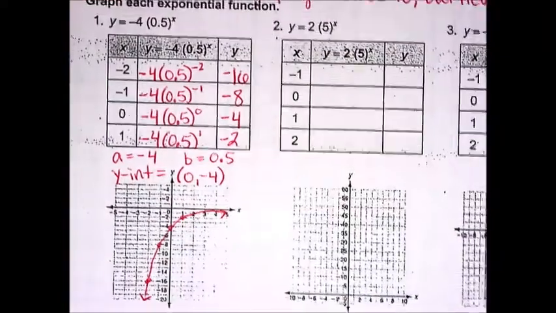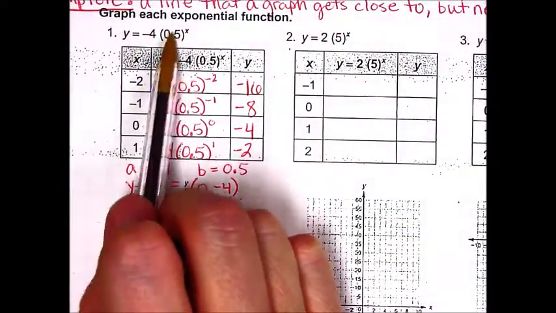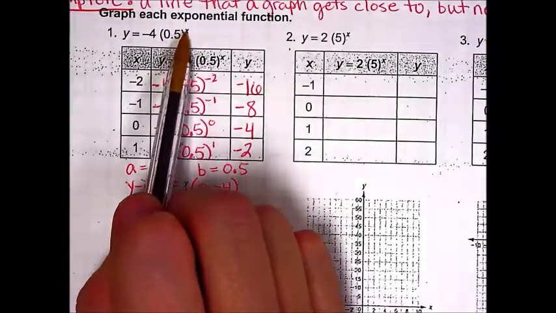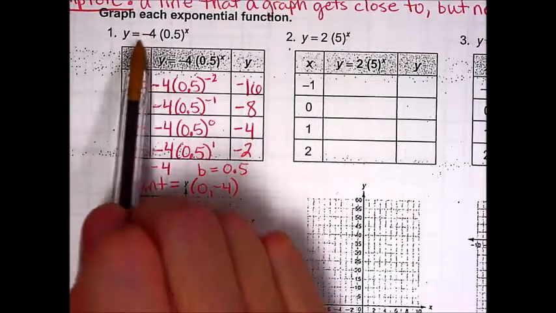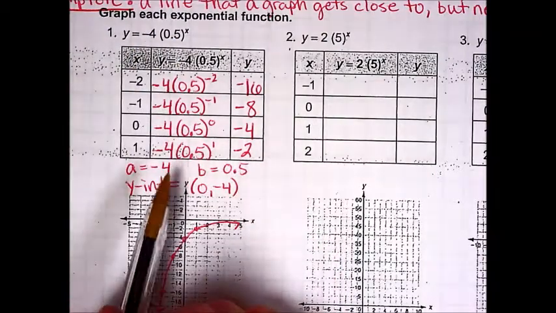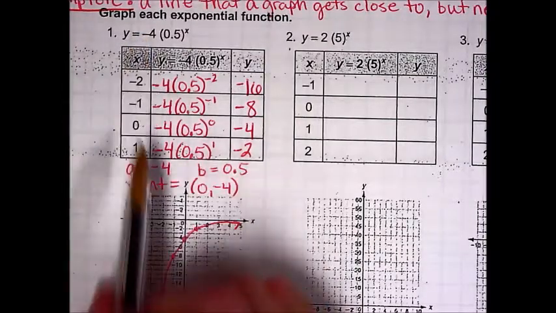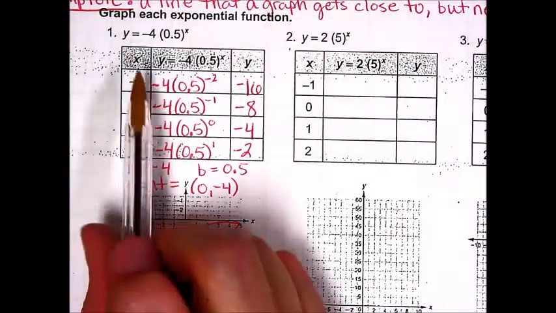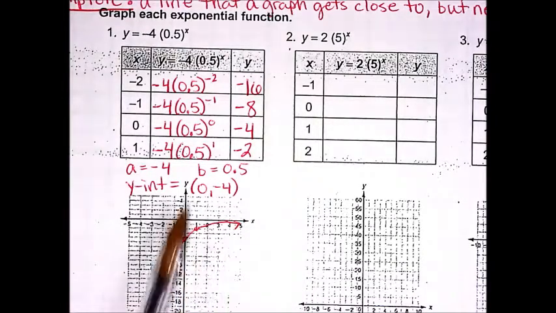Okay, newsflash. That place where you plug in a 0, which anything to the 0 power is 1, when you multiply it by this number, you're always going to get this number. 1 times this front number will equal this front number every time. So guys, whatever your A is, that is your y-intercept. If that A is a negative 4, your y-intercept is going to be at 0, negative 4. Okay? So you can do y-intercept without needing a graph.